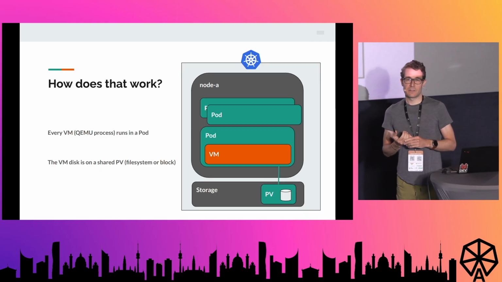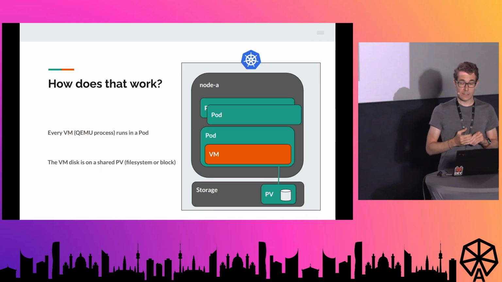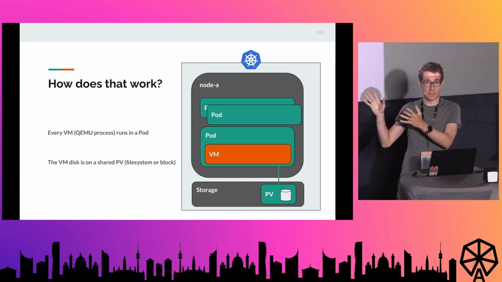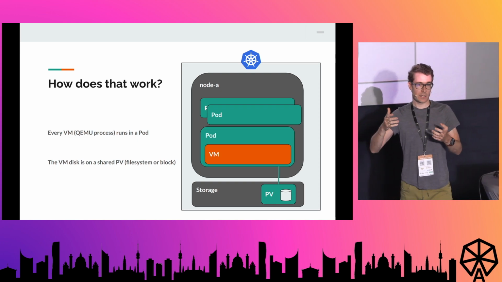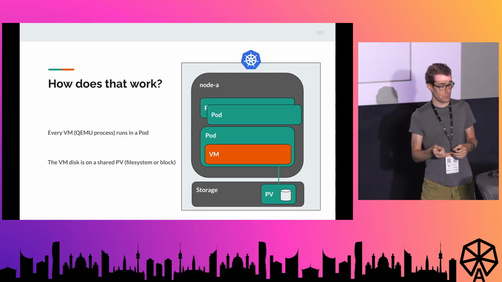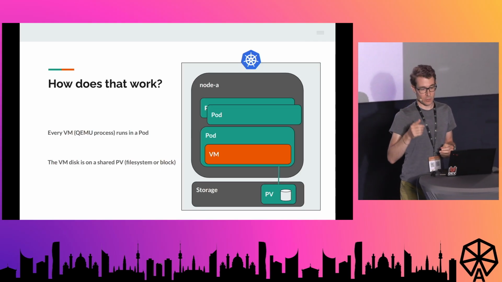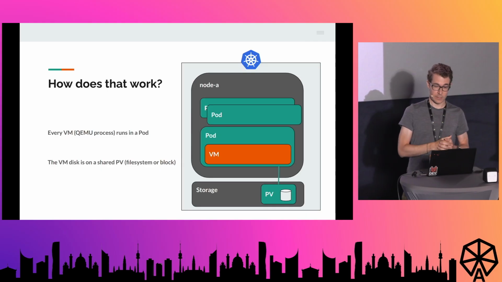Now, these VMs typically have a lot of state, so we'll also have to manage the state somehow. In practice, that's done by storing the image in a PV, so in a persistent volume, and then simply attaching that to the pod, and then starting your QEMU process with that.